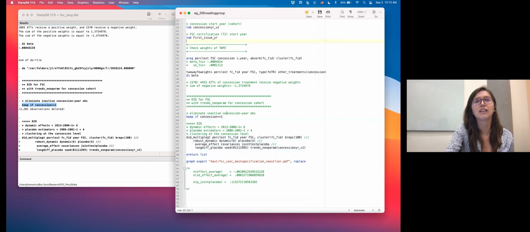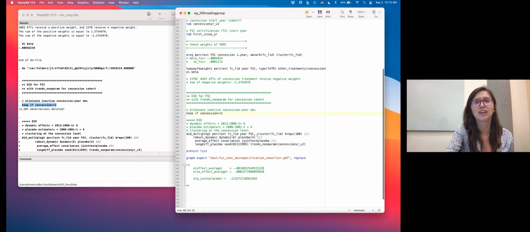And now, let me explain the DID multiple GT command. Again, we have the outcome, the group variable, time variable, and the treatment. We cluster again at the concession level, and then we need at least 100 repetitions to bootstrap the standard errors. Then to be able to include dynamic effects, we need this robust dynamic option.